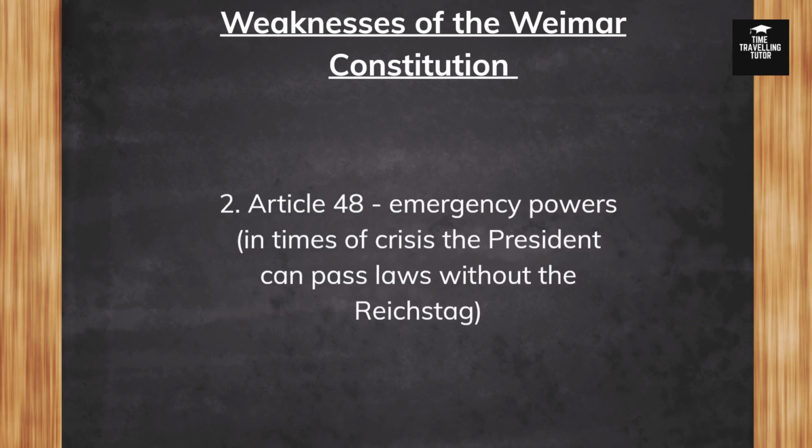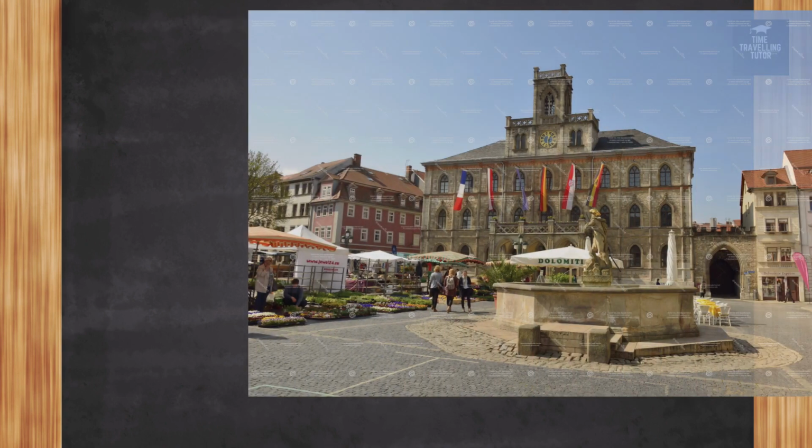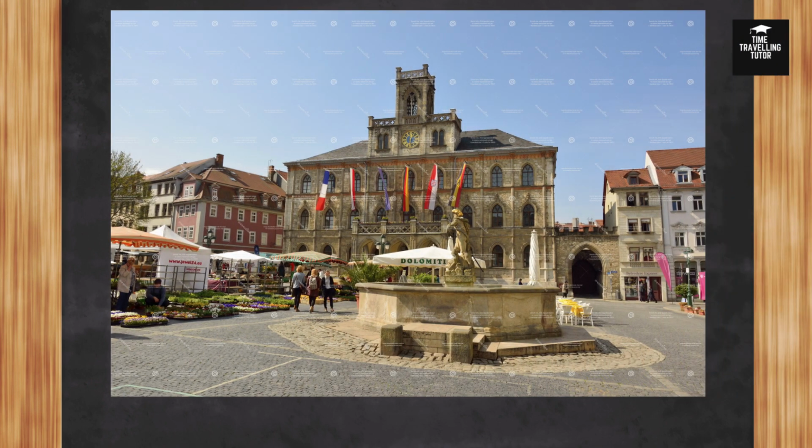2. Article 48. Another weakness was Article 48 of the Weimar Constitution, which granted the president emergency powers. In times of crisis, the president could take action without parliament's approval. However, the article did not clearly define what constituted an emergency. This lack of clarity led to the overuse of this power, which weakened Germans' confidence in the democratic process. These weaknesses, coupled with the lingering resentment towards the democratic system, contributed to the instability and challenges that the Weimar Republic faced throughout its existence.